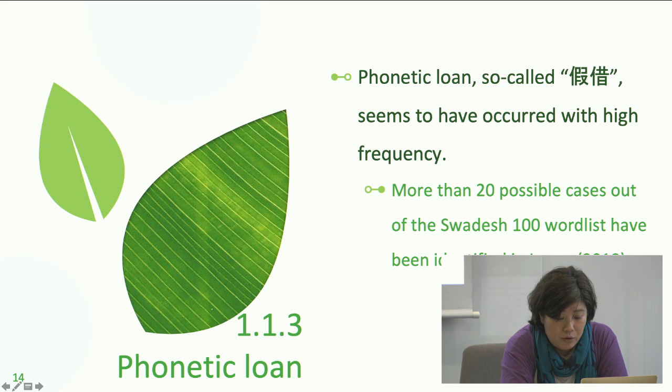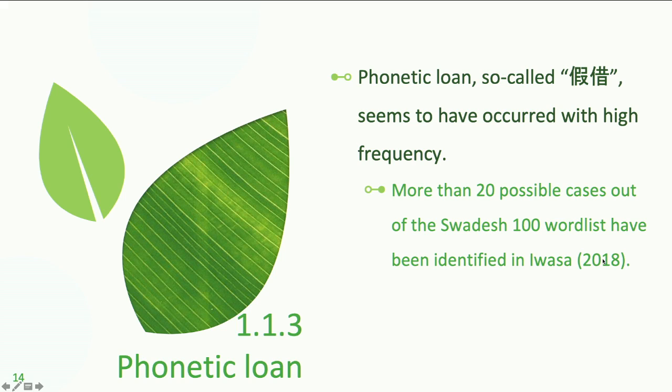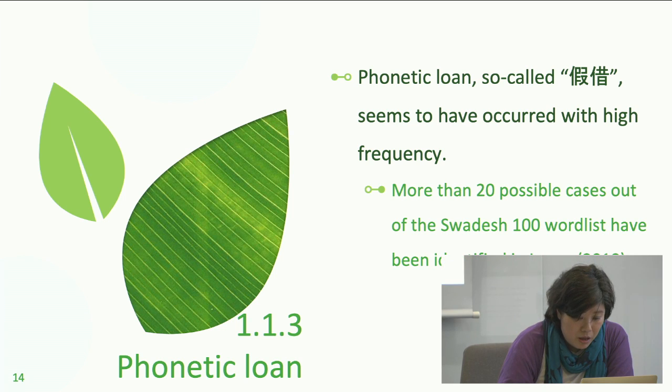Just as seen now, one of the most frequent and remarkable phenomena in the E script is a phonetic loan, jiajie. This has happened with high frequency. In my maps, more than 20 possible cases have been identified. Let's have a look at the examples.